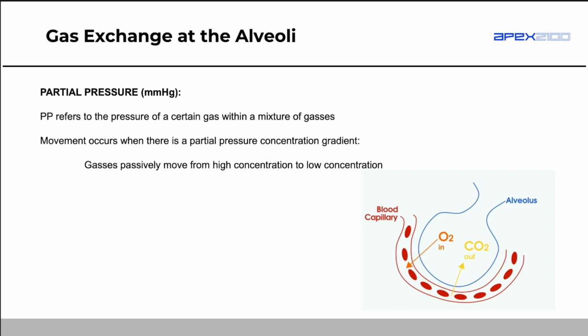And this partial pressure is always measured in millimeters of mercury. So when you see mmHg, that's just referring to millimeters of mercury. That's the unit that it's measured in.